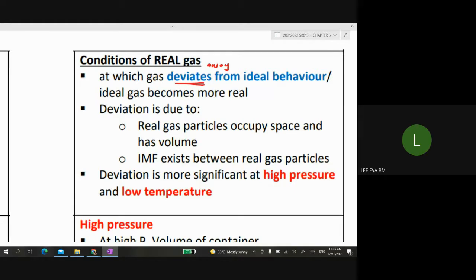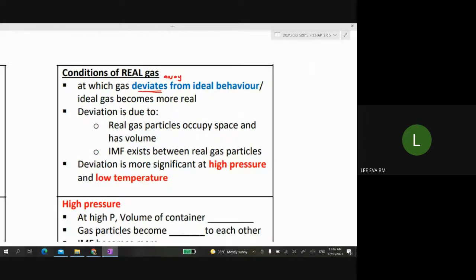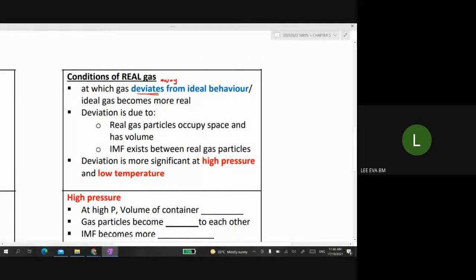You have to pay attention to the sentence in your question, which asks what the condition is for. So at which a gas deviates from ideal behavior, or at which an ideal gas becomes more real. The keywords over here are becoming more real, more non-ideal. This deviation is due to the real gas particles occupying space and having volume.